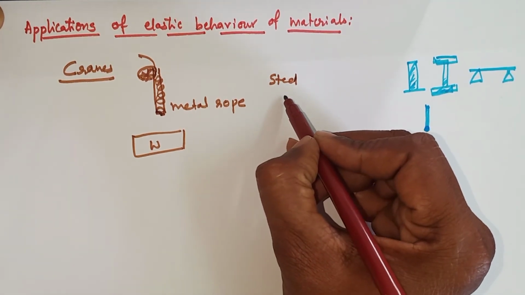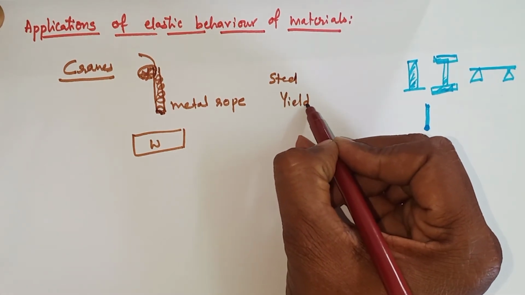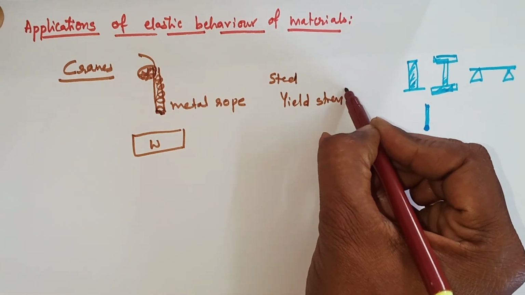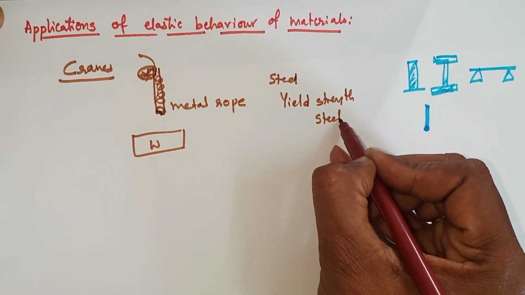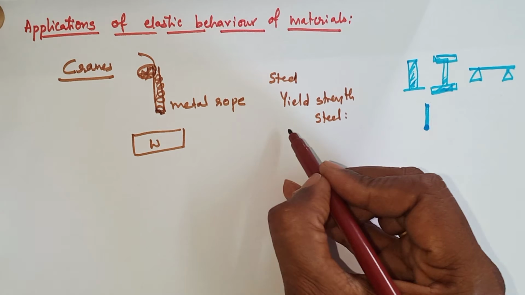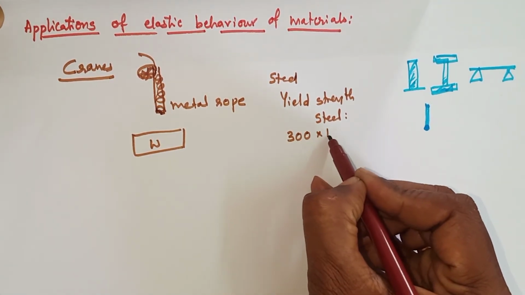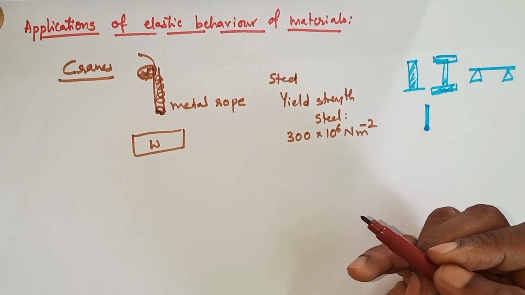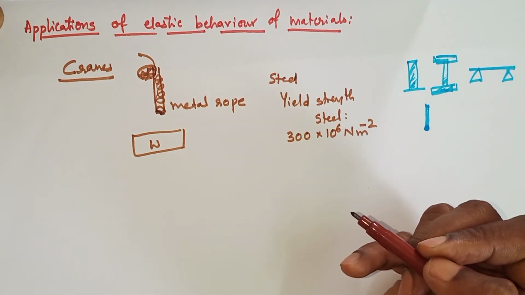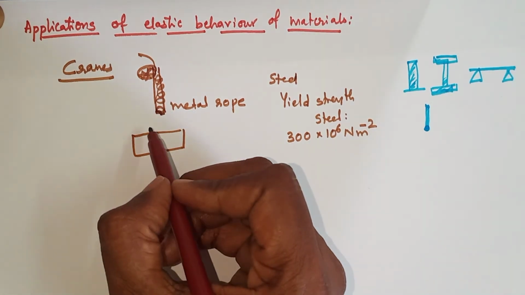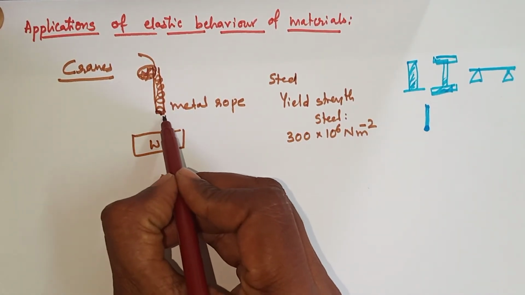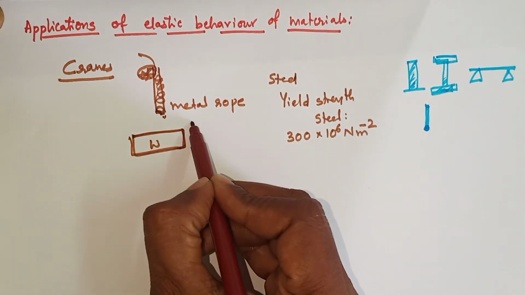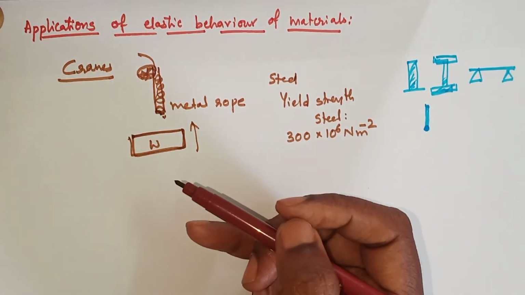Steel has a yield strength. We have seen this in the behavior of wire under increasing load. The yield strength of steel is approximately 300 into 10 power 6 Newton per meter square, right? Now if you use a steel rope, it depends upon the weight whether it is capable of lifting or not, otherwise it breaks in the middle part.